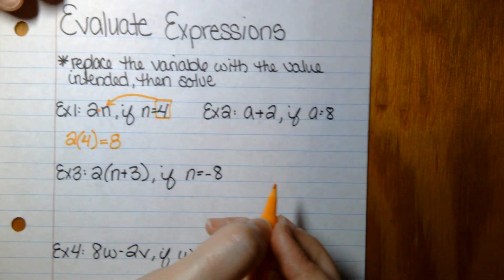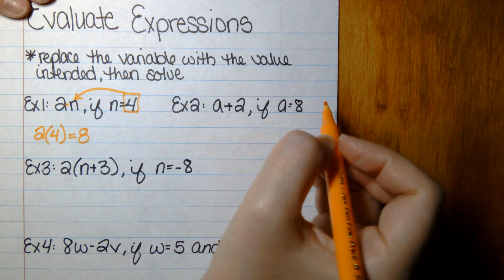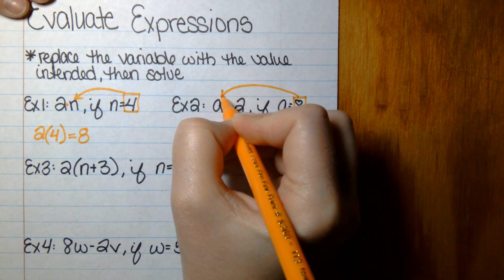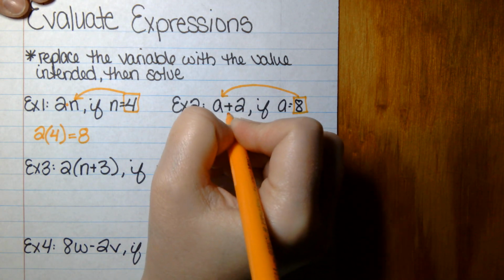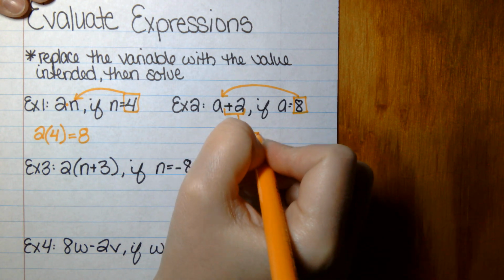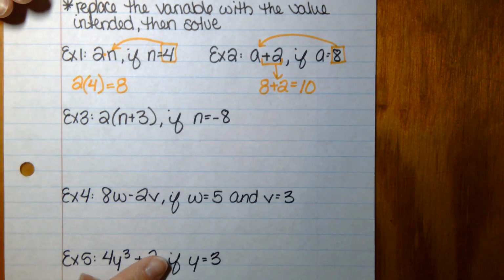If I look at example 2, I have a plus 2 if a is equal to 8. So again, they're telling you that this 8 is going to go in for my letter A. So I now have 8, and then everything else carries down. Plus 2, so 8 plus 2 is going to give me 10.